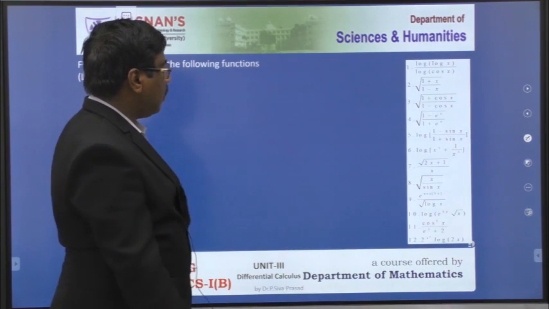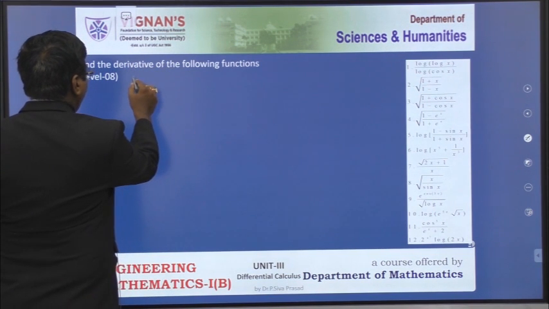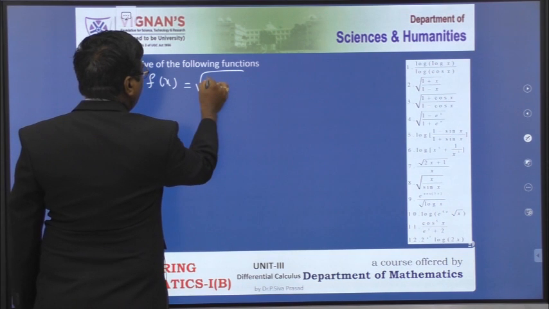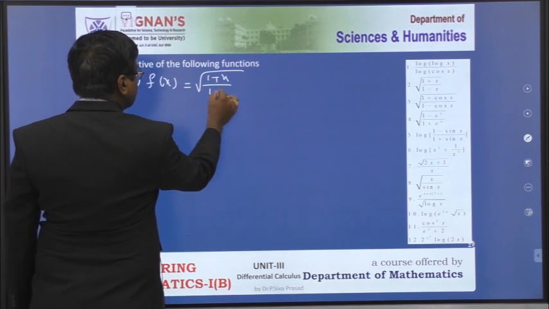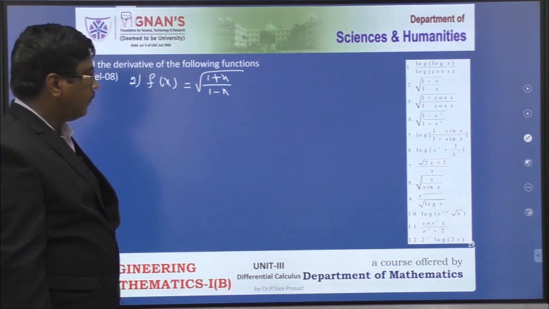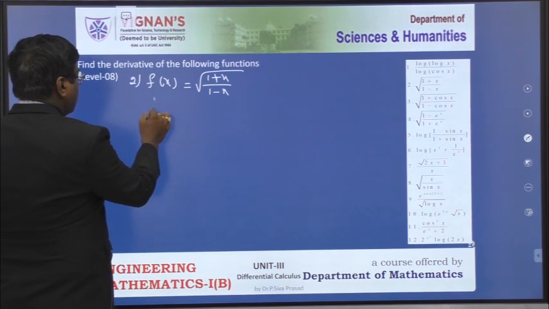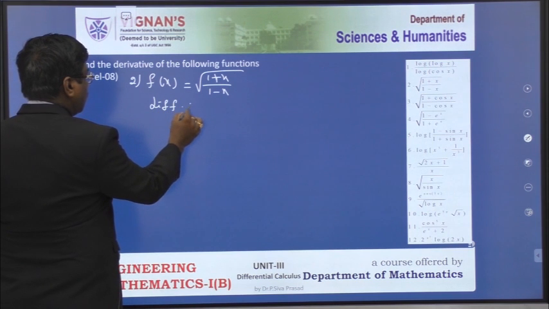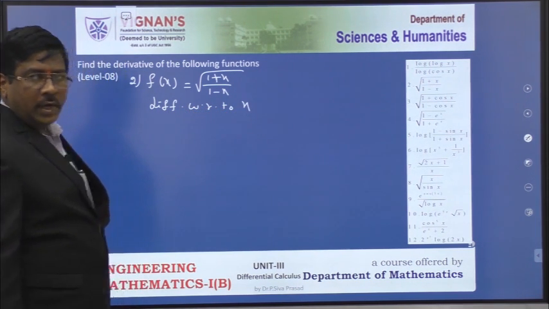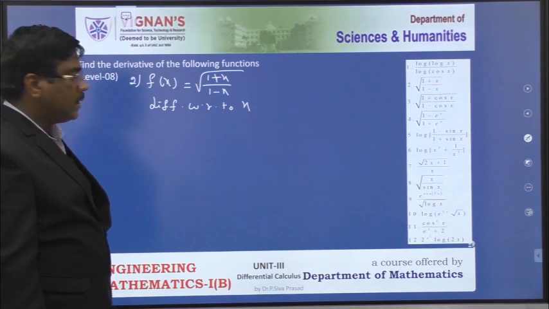So f of x is equal to, second one. So f of x is equal to root of (1 plus x) by (1 minus x). Now differentiate with respect to x on both sides.